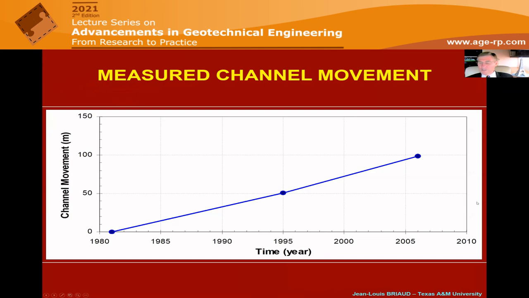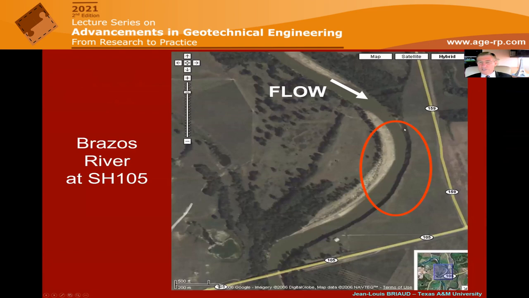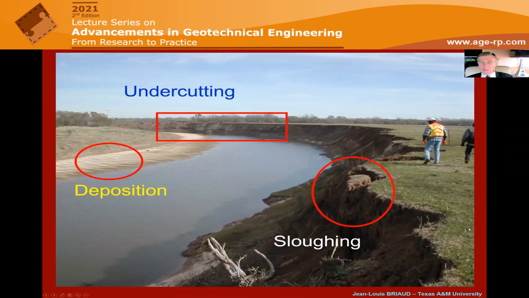If you look carefully at what happens and how the meander migration and the erosion process take place, look, I took a picture of what's happening in that orange circle. And here's what's happening. The water is flowing this way.